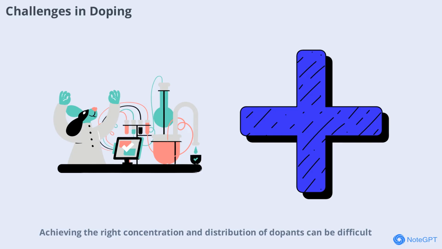While doping is essential, it also presents challenges. Achieving the right concentration and distribution of dopants can be difficult, especially as devices shrink in size. Even small variations can affect performance or cause defects. Researchers are constantly developing new techniques and materials to overcome these challenges and ensure the reliability of advanced electronic devices.